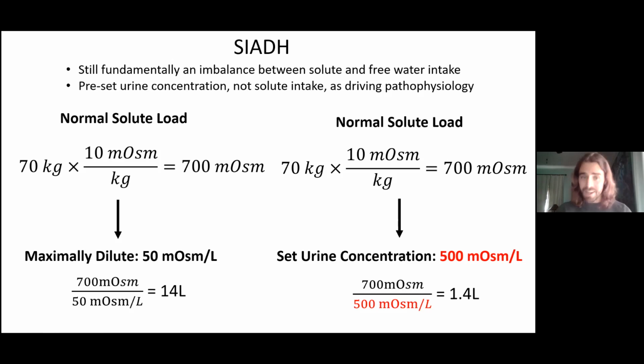And then in that setting, despite the normal 700 milliosm solute load, all of a sudden we're back in this situation where these patients can very easily ingest more free water than is safe for them. And again, it's not an issue with solute, it's an issue with the set urine concentration from some inappropriate source of SIADH. And this is why fluid restriction is the cornerstone, and that's why we restrict fluid in these patients: we're trying to overcome this abnormally high urine concentration and get them below this free water excretion. Questions about that so far? Because then we're going to use this to see how we can help these patients.